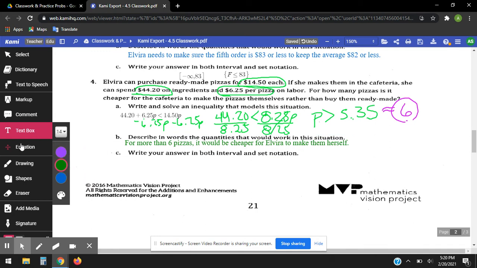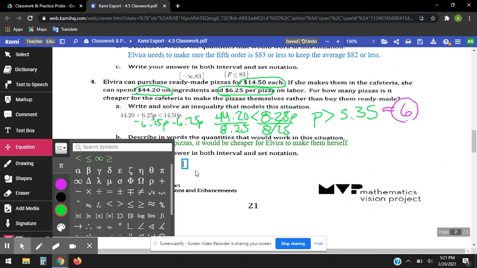So we'll start with interval. Because p is greater than 6, 6 would be our small number, and we would go to infinity because they can make an infinite amount of pizzas. And so for our set notation, we would start with p has to be greater than 6.